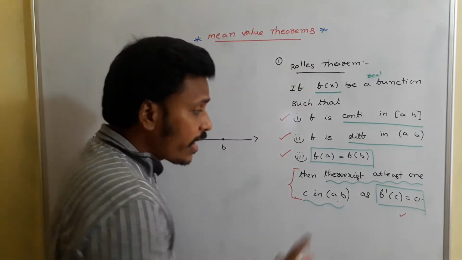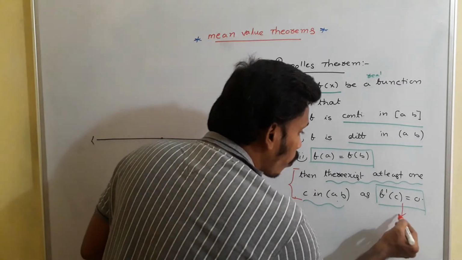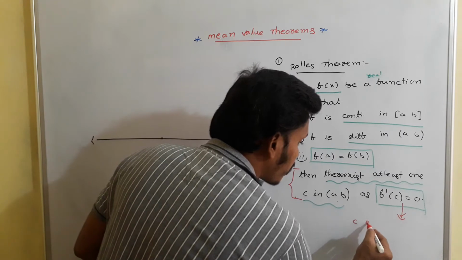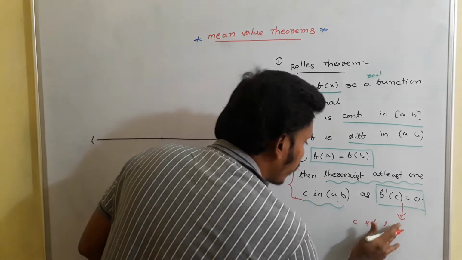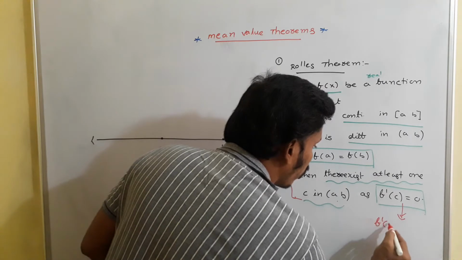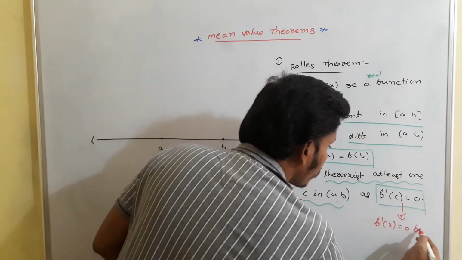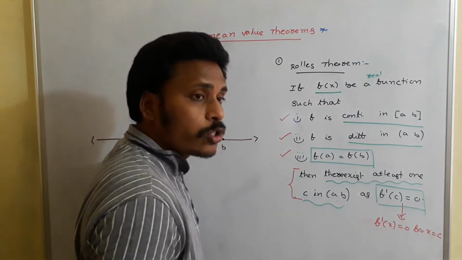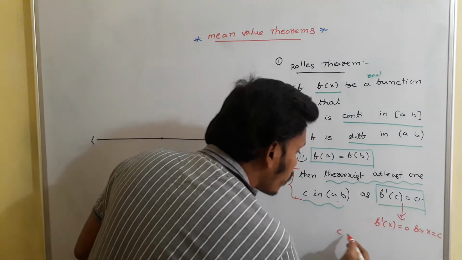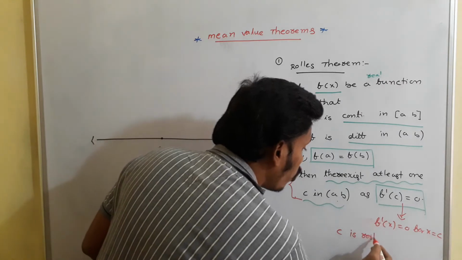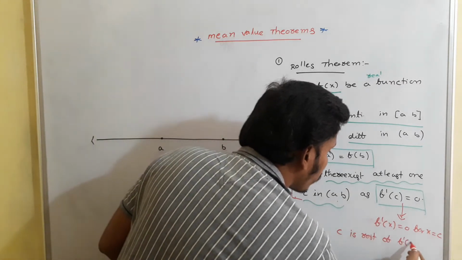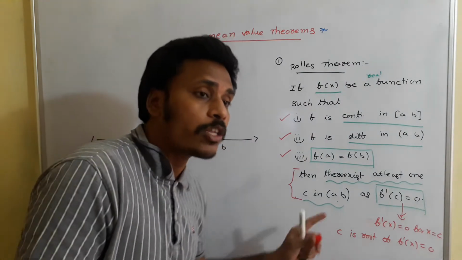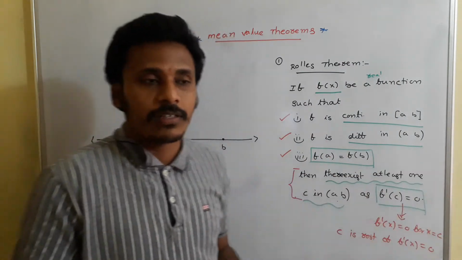F dash of c is equal to 0 means what? It means f dash of x is equal to 0 for x equal to c. Is it right? The derivative of the function is 0 at x equal to c. In other words, we say that c is a root of f dash of x equals 0, because c satisfies that f dash of x equals 0.